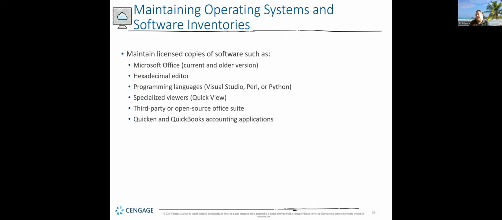So, what operating systems do you need in software inventories? Here's what you need. You need a copy of Office, current, or older version? No, it's got to be current. A hex editor, yeah. A programming language: Visual Studio, Perl, or Python.